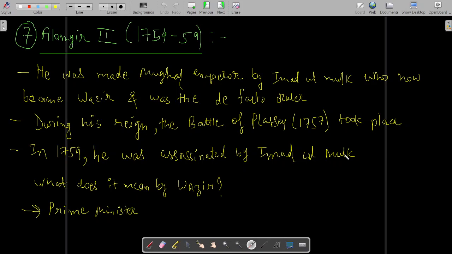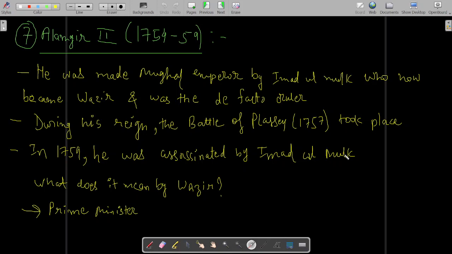Okay, but in medieval history you learn this thing, you call it petticoat rule or something like that. So you learn about it in the medieval period. Okay, anyways, what does it mean by Wazir?